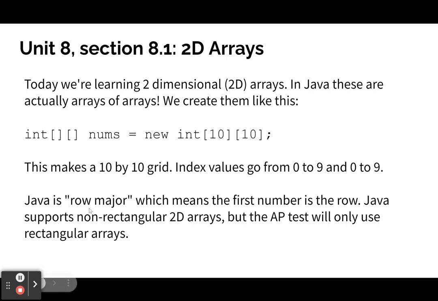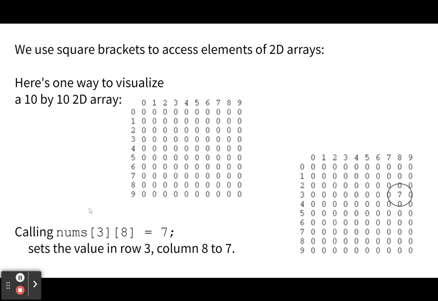Now, this is very important. Java is row major, which means that the first number is the row and the second number is the number of columns. And Java technically supports non-rectangular arrays, but for the AP test, we'll only have to create and use and know about rectangular ones.